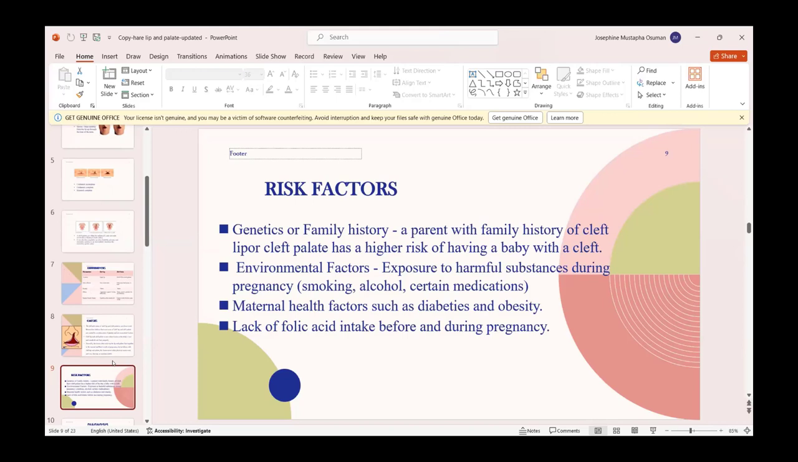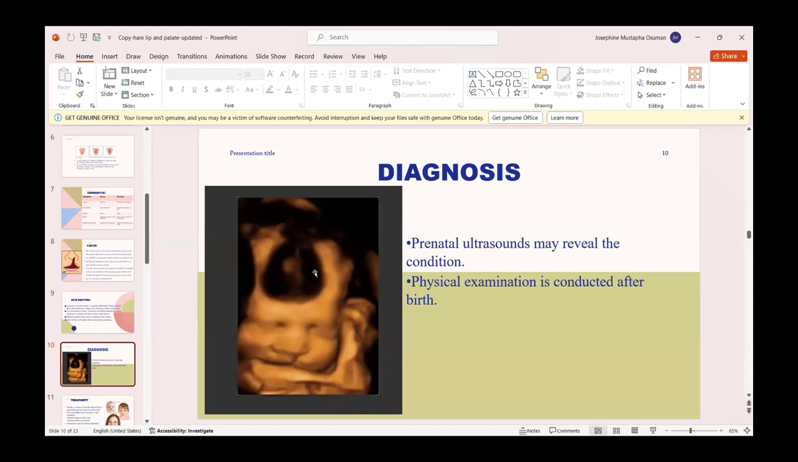The diagnosis can be through prenatal ultrasound. The prenatal ultrasound may reveal the condition, or a physical examination conducted after birth can let you know that the baby has a cleft lip or a cleft palate.